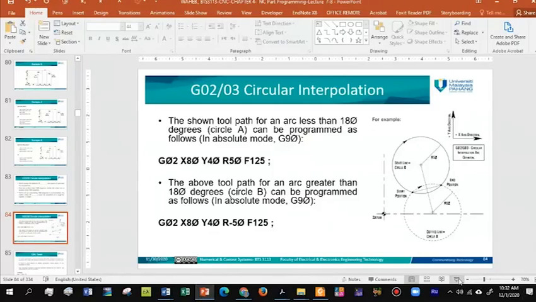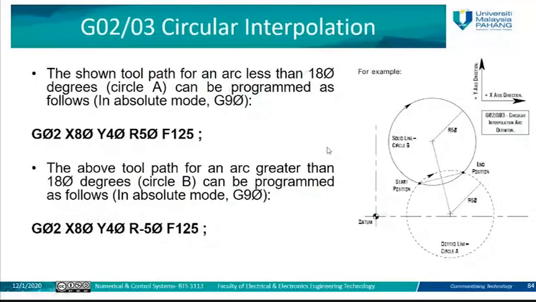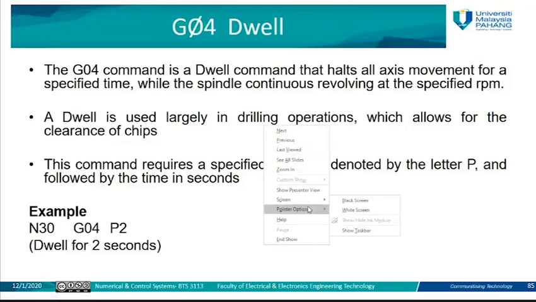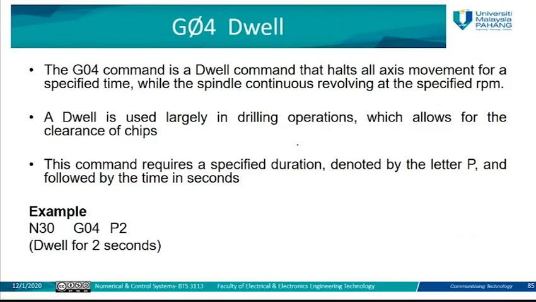Okay, so let's continue. The next G code is G04 for dwell, and this is usually used with drilling. In the drilling process, sometimes you need to move the spindle and want it to stop at a specific point before performing the task, I mean, before doing the drilling. So you want the spindle to move to some place, and then stop there but still rotating, not touching the workpiece. In this case, we are going to use G04.